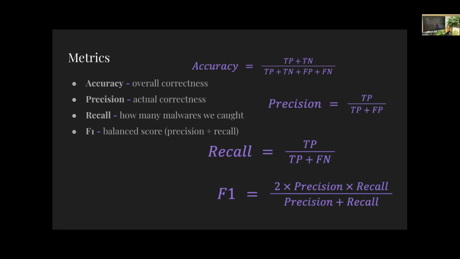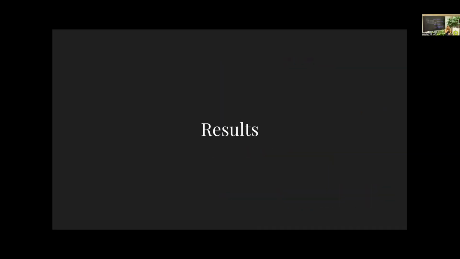to see how successful classic machine learning classifiers are. The first one is accuracy, which tells us how correct the model was overall. Then precision, which tells us the actual correctness. Recall, how many malwares were caught, and F1 is a balance score of precision and recall.